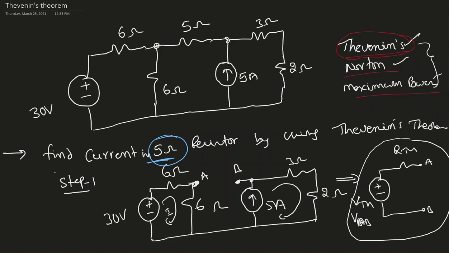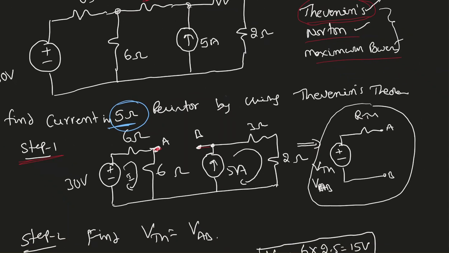Here in this example, he's asking to find the current in the 5 ohm resistor. The 5 ohm resistor is right here, by using Thevenin theorem. I'm going to solve this example in 4 simple steps. So step 1, always remove that resistor. Wherever we need to find the current or voltage or power, remove that resistor and label the terminals as A and B, as I mentioned here.